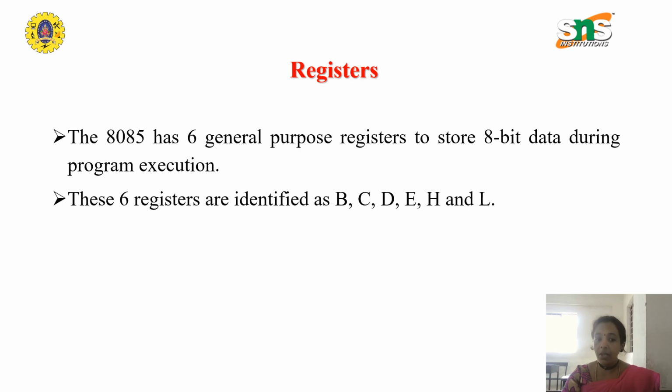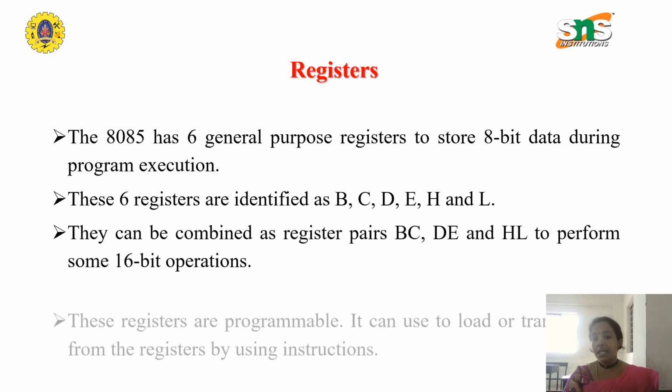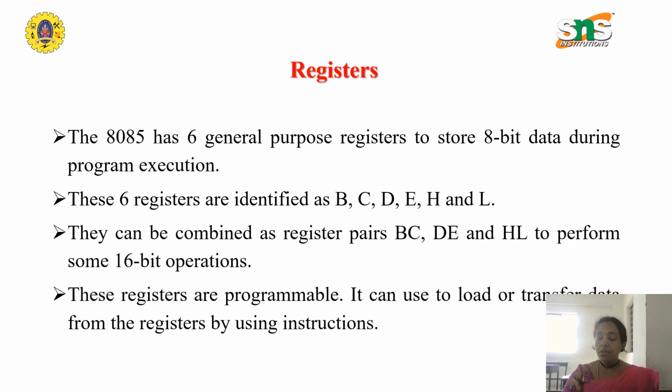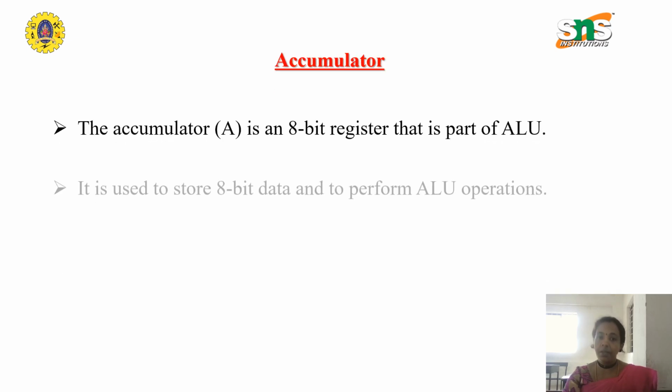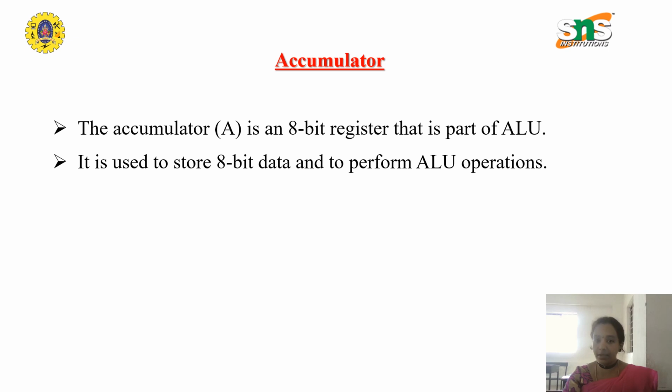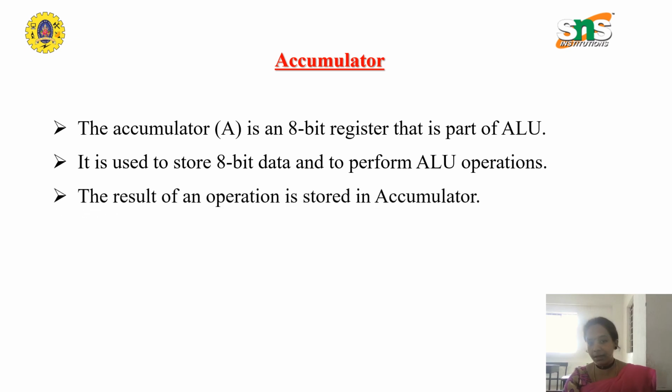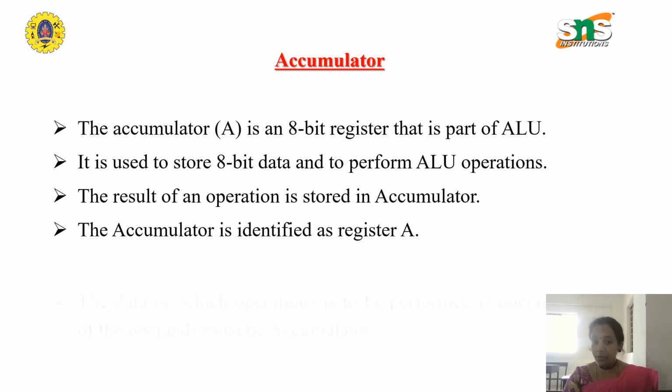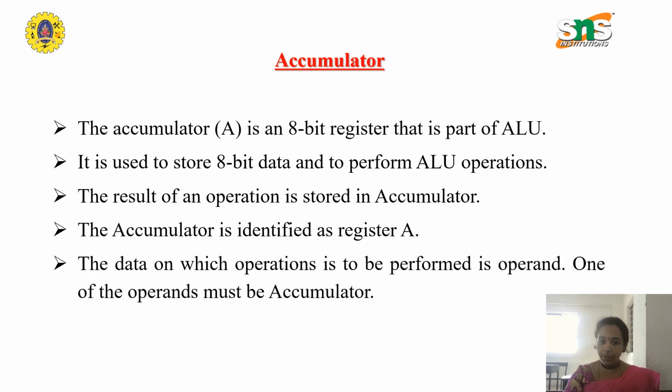So we have registers. We have 6 registers, as I told already. One is the B register, then C, D, E, H, and L registers. These individual registers can be used to store 8-bit data. When we want to store 16-bit data, we have to use the BC, DE, and HL register pairs to perform 16-bit operations. The accumulator is nothing but the A register, which is used to store 8-bit data. This is used to perform the arithmetic and logical operations.